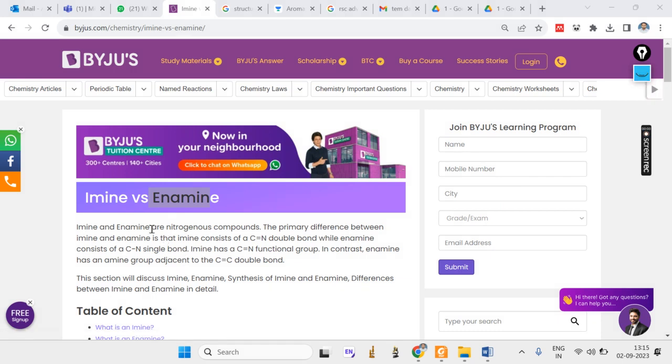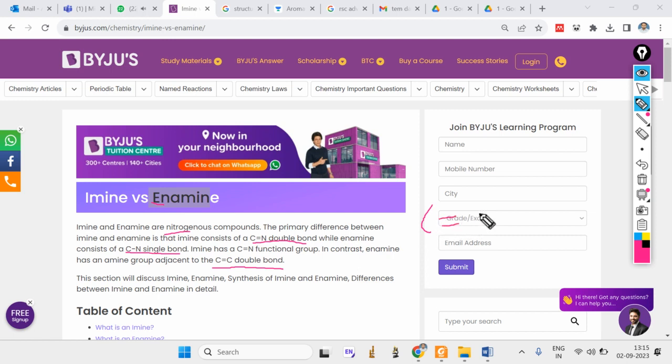See, imine and amine are nitrogenous compounds. Whatever the term is, they are nitrogenous compounds. What is the difference between imine and enamine? Imines consist of a C double bond N bond, while enamine has a C single bond N, followed by a carbon-carbon double bond. What is "en"? En means carbon double bond carbon.